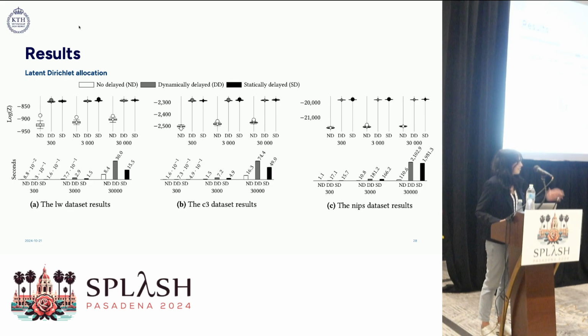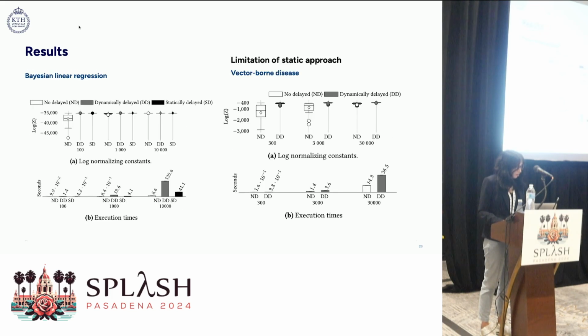I mean, we have tried this on toy data, and with small data it converges, but it's impossible for it to converge with such a large, high-dimensional data. So the second result is Bayesian linear regression. We tried it on Bayesian linear regression.